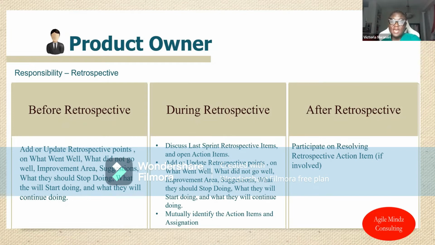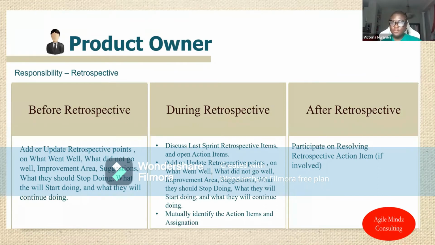So they need to understand, even from their side, what am I doing that I can improve on, and not necessarily just the development team. So prior to the retrospective meeting, definitely they need to add their feedback as far as what went well, what didn't go well, and what needs improvement. They need to also add their suggestions, their feedback and inputs.